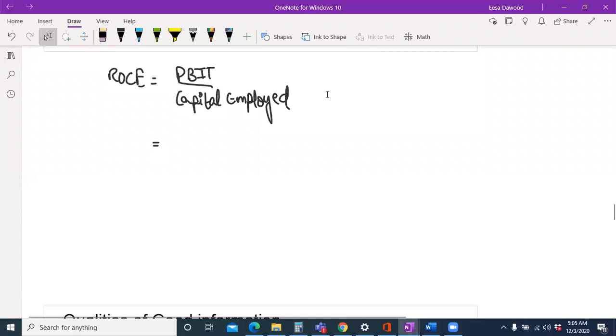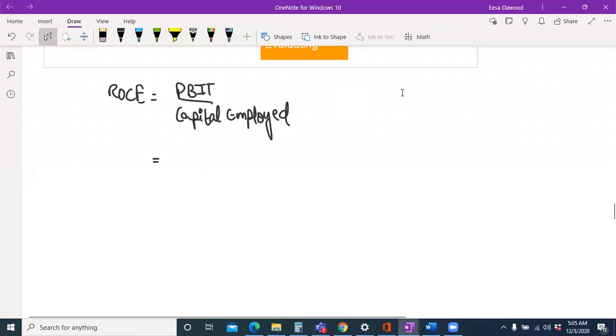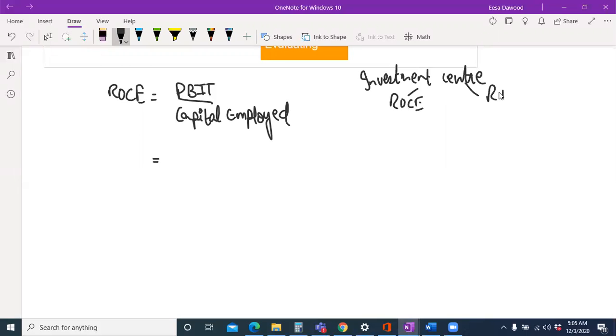So in yesterday's session, we did investment center. And we talked about the two performance measures for an investment center manager. When you're going to appraise how well he has actually performed, we are going to do it on the basis of return on capital employed, and the other one is residual income.